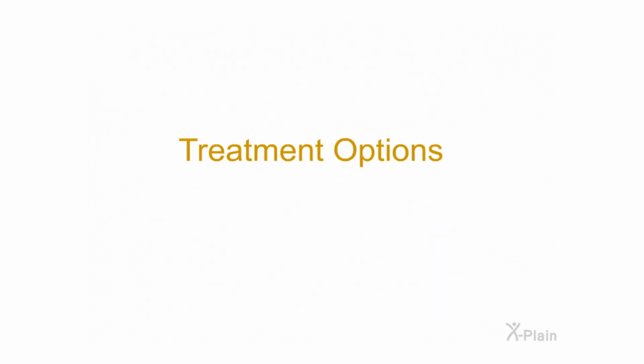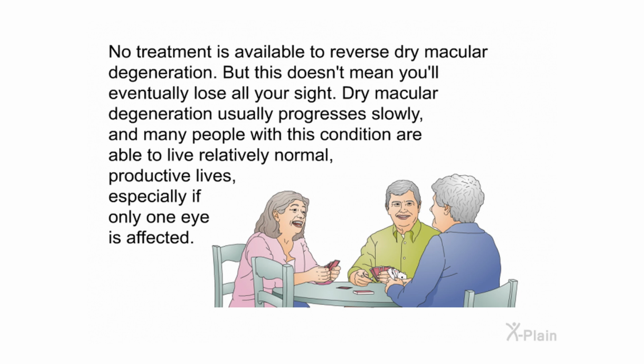Treatment options. No treatment is available to reverse dry macular degeneration, but this doesn't mean you'll eventually lose all your sight. Dry macular degeneration usually progresses slowly, and many people with this condition are able to live relatively normal, productive lives, especially if only one eye is affected.